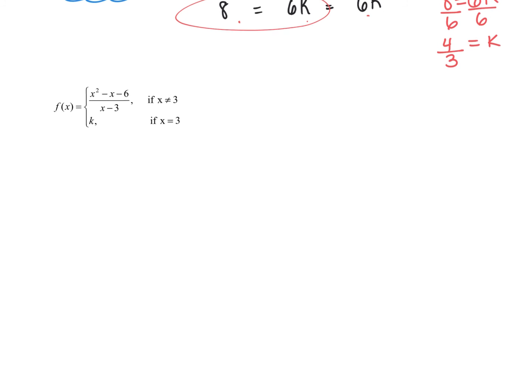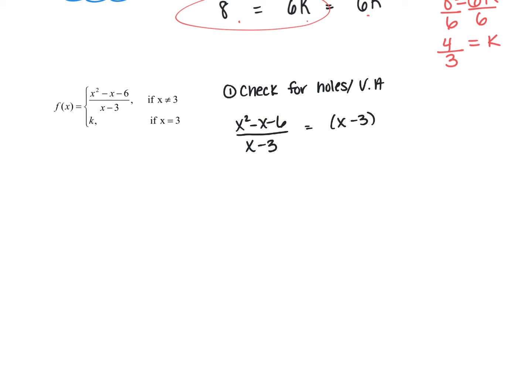So the last one is a little different because we have this rational function. So we're going to do things a little different. So the first thing that we're going to do is check for any holes or vertical asymptotes. And the way that we do that is we factor the top, the x squared minus x minus 6, and we factor the x minus 3. So by doing that, we'll get x minus 3, x plus 2, and on the bottom, we'll be left with x minus 3.